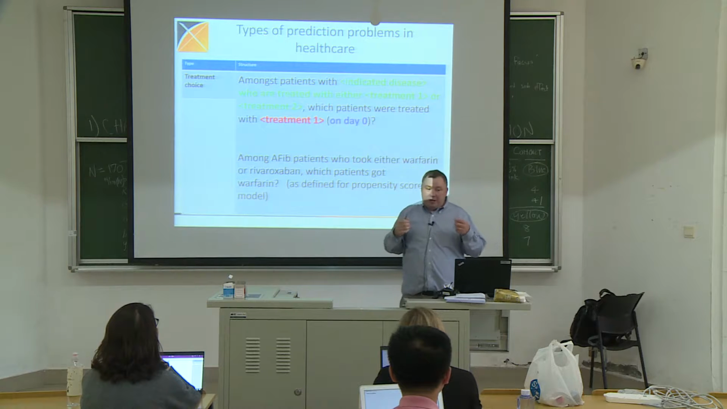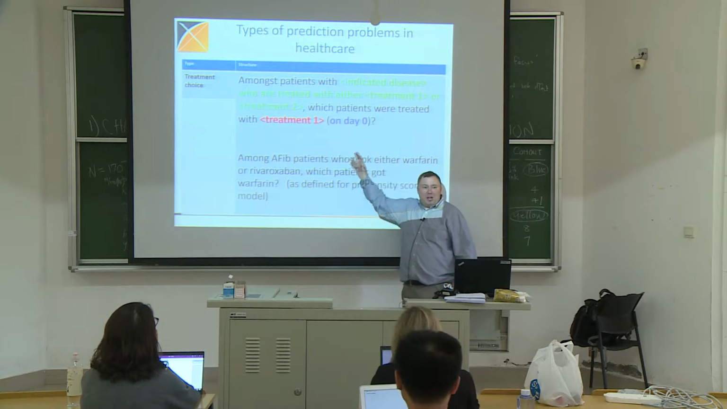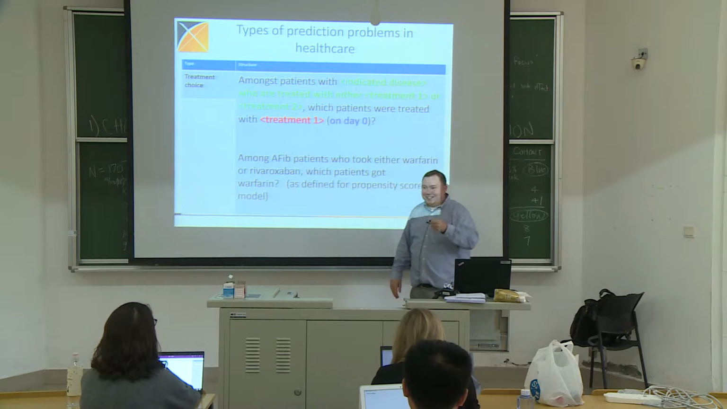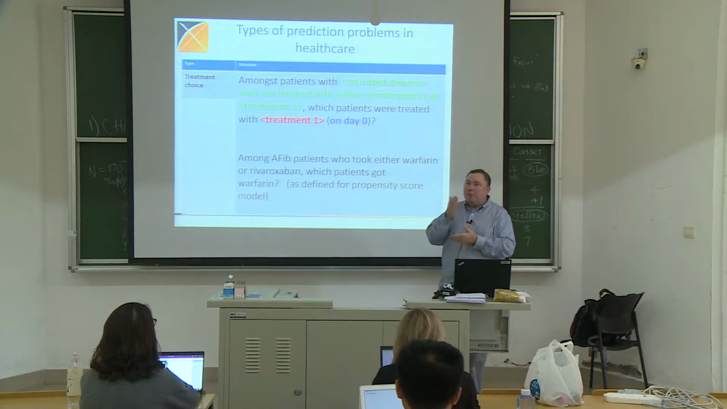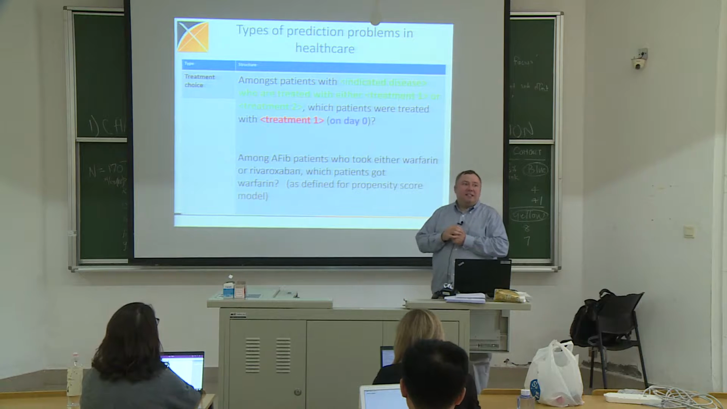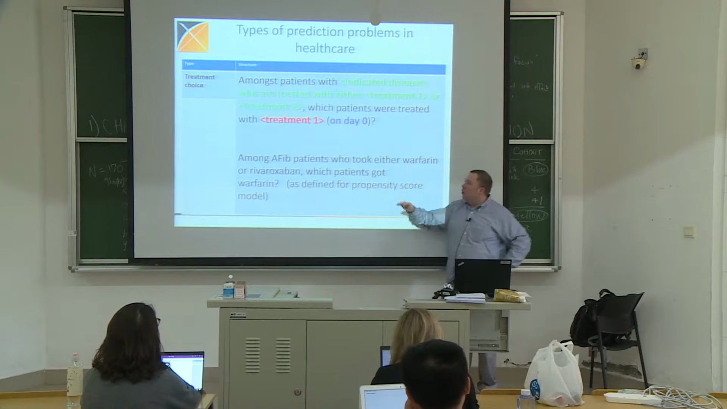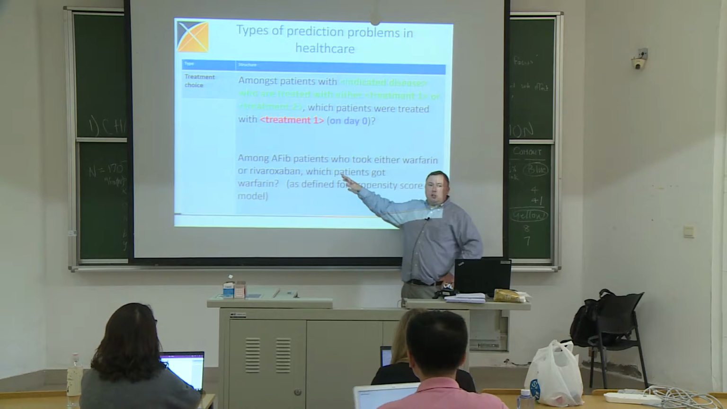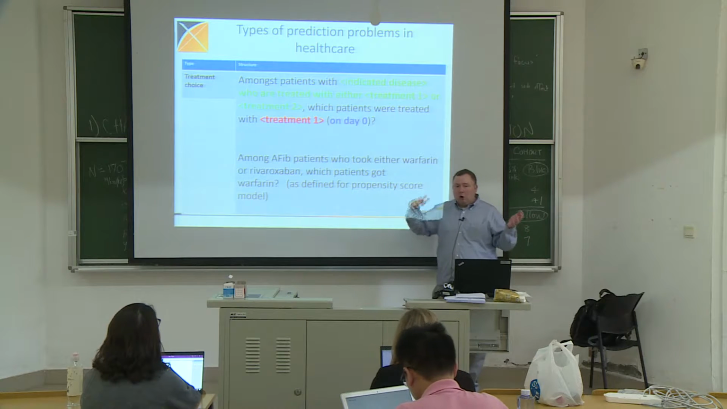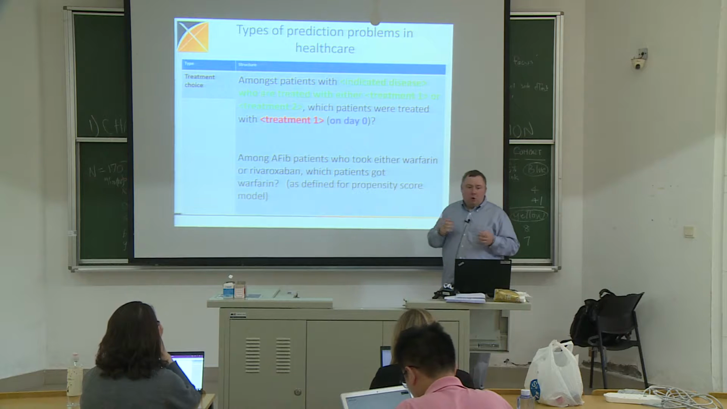In the case of a treatment choice problem, there is no time at risk because the moment that you make the choice is the time at risk. So it is day 0, the moment you make the choice. An example of a prediction problem that's a treatment choice problem would be amongst atrial fibrillation patients who take either warfarin or rivaroxaban, which patients take warfarin?